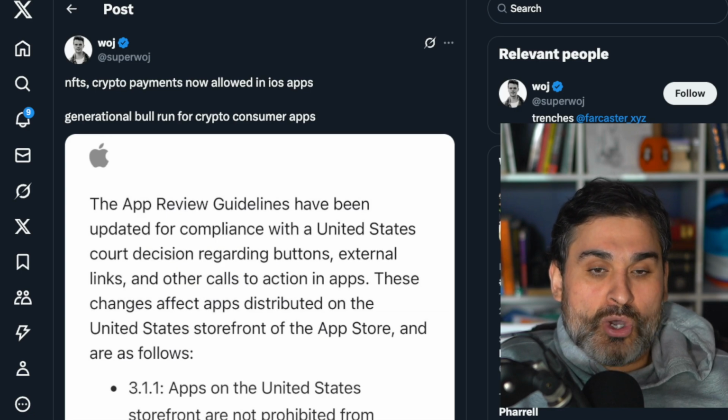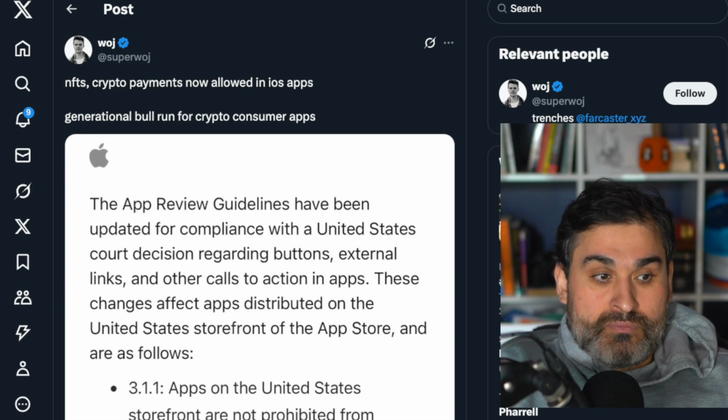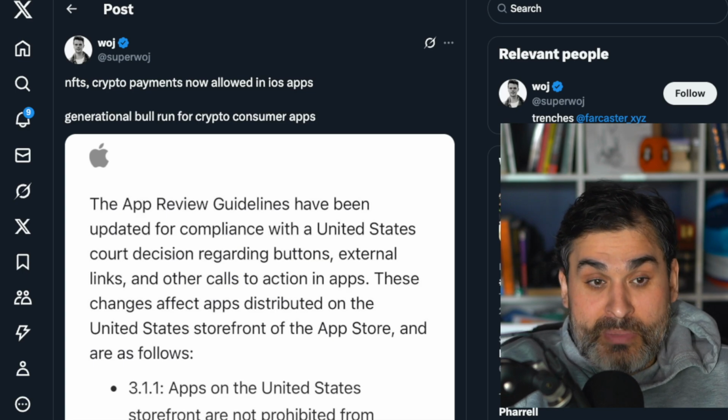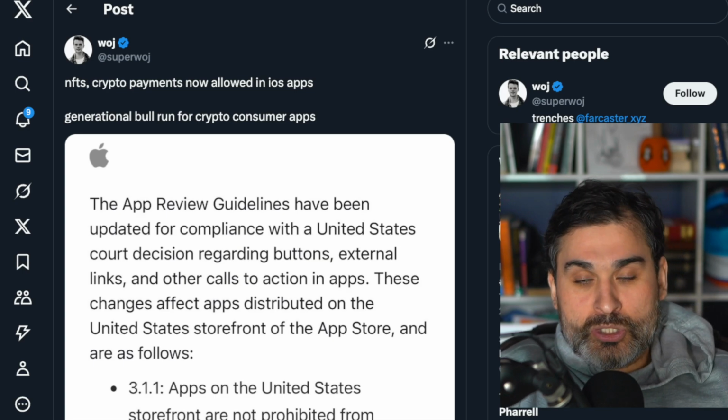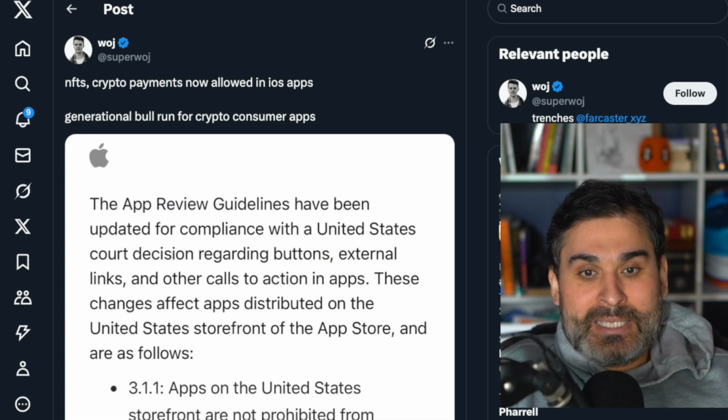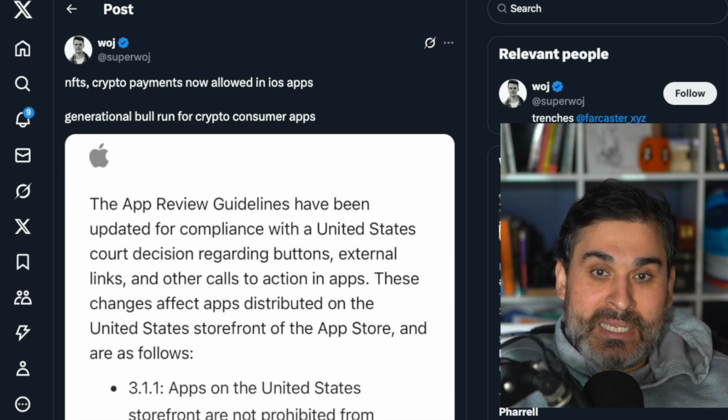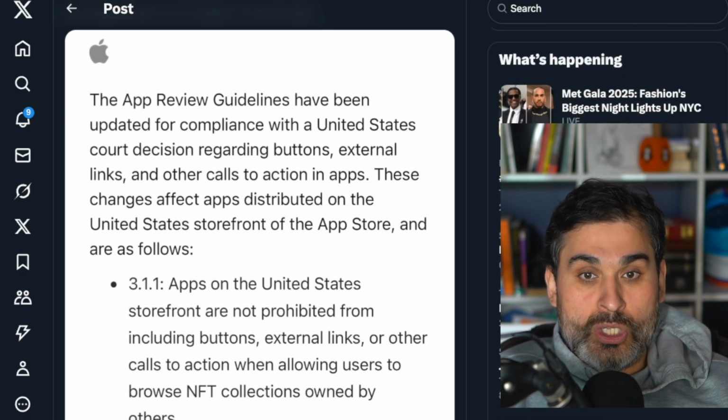Anyway, this court case ruled that you basically have a monopoly in the payment. You can't do that. You've got to give people the option to pay in different ways. And now that's what's going to happen. So the guidelines have been updated. So this is the court, and this is the Apple guidelines.